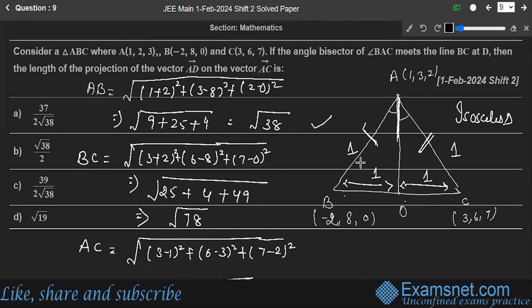So this is the answer to the question. Let's check with the options. You have the first one. This is the right answer, Option A. Hope you're clear with this. Let's move to the next question then.